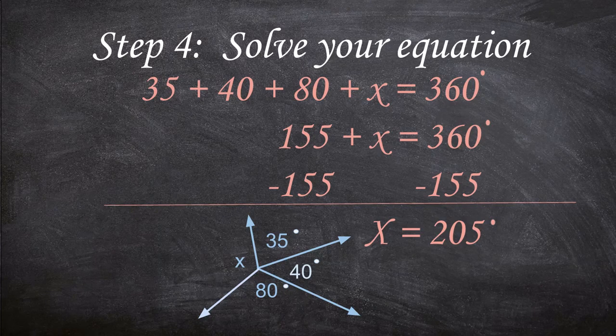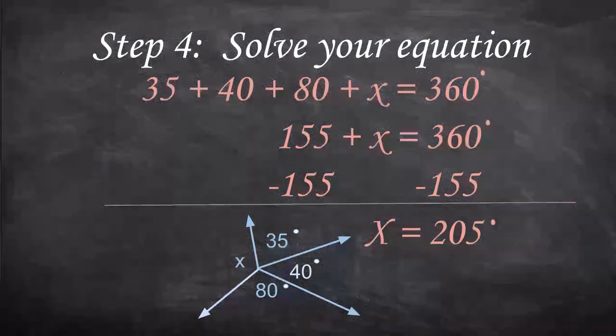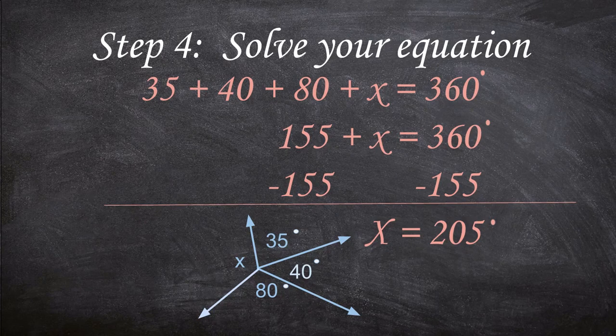It's important to write the equation exactly the way you see it. Don't start rushing ahead and doing the math. You could make a mistake and then you won't be able to find it. So write down 35 degrees plus 40 degrees plus 80 degrees plus x is equal to 360 degrees. Then you can go ahead and balance and solve for your missing angle, which is 205 degrees.